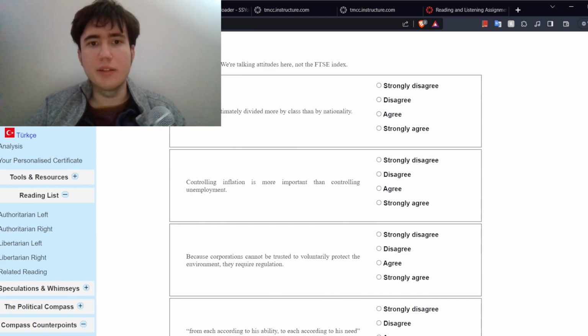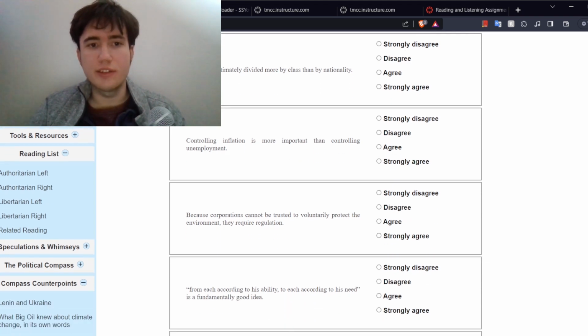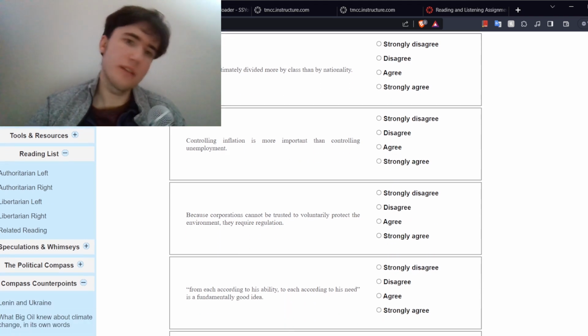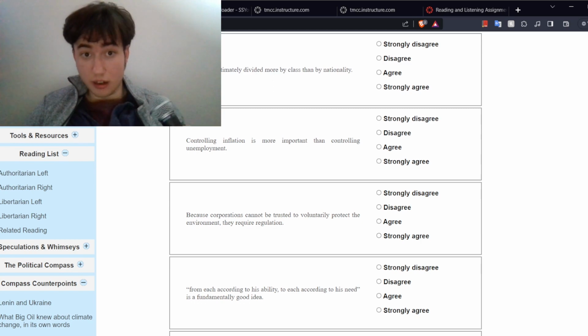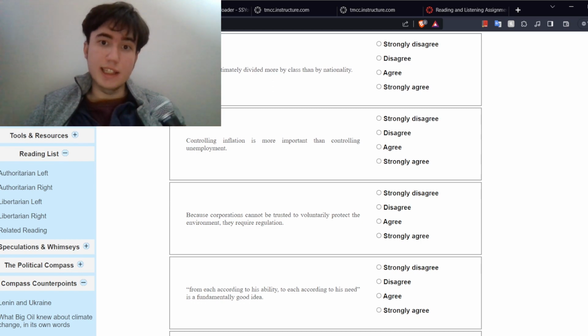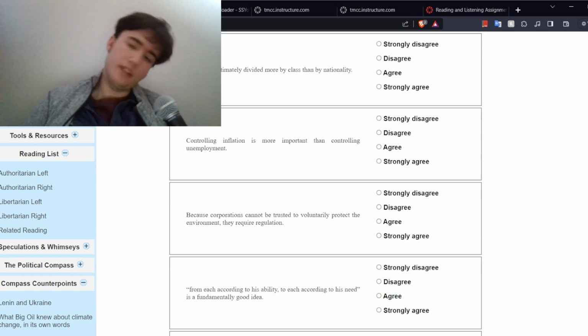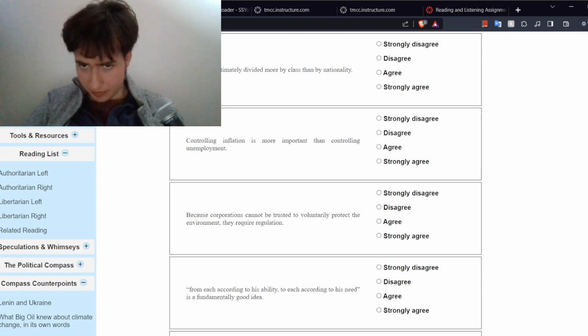Now the economy. We're talking attitudes here, not FTSE index. I don't even know what the FTSE index is, but okay. These are attitudes about the economy, right? People are ultimately divided more by class than nationality. So this would be a left-right thing, I guess.